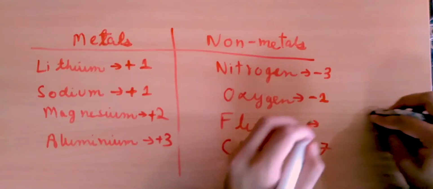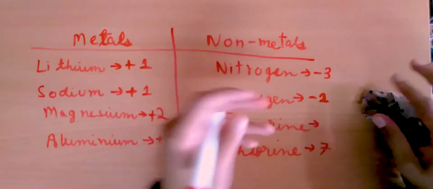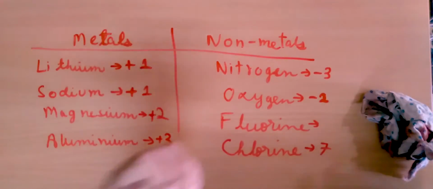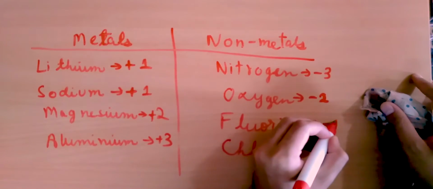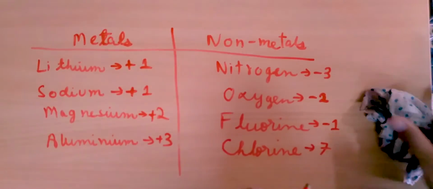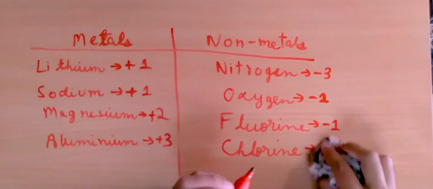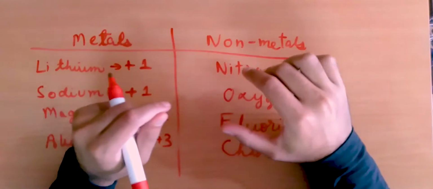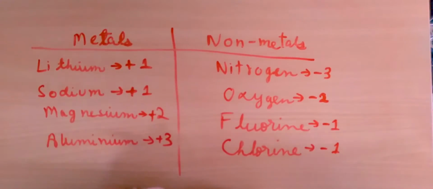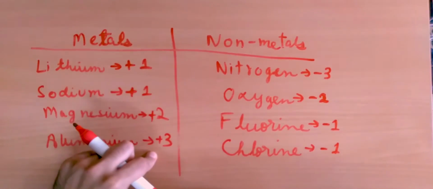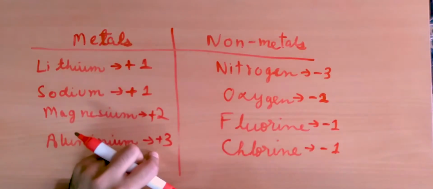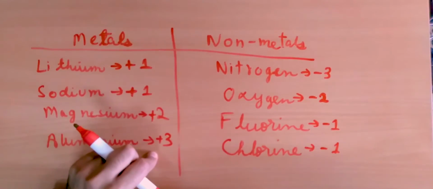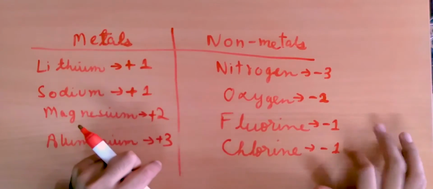Now fluorine has 7 electrons, and obviously giving 7 electrons is very tough. It is better to just get 1 electron, and so it has a -1 valency. Similarly, chlorine also would just gain 1 electron, giving it a valency of -1 rather than giving 7 electrons away. Now if you look at the general trend here, we can see that metals generally have a positive valency, +1, +1, +2, +3. On the other hand, non-metals have generally a negative valency, -3, -2, -1, -1.